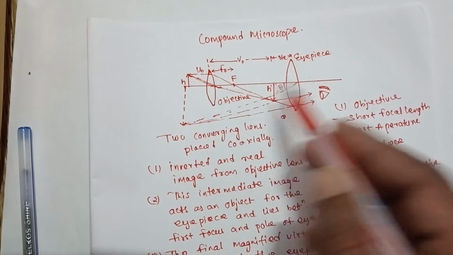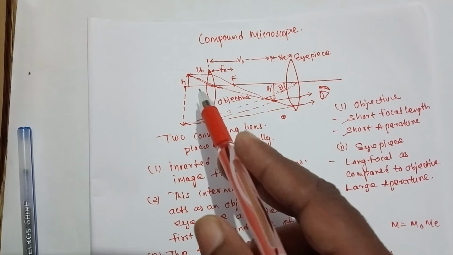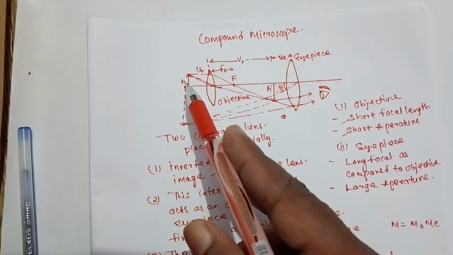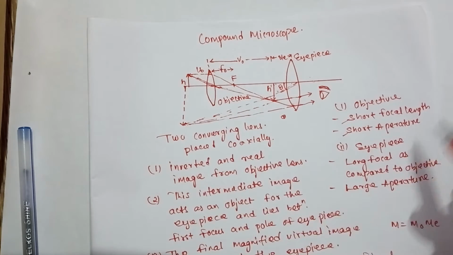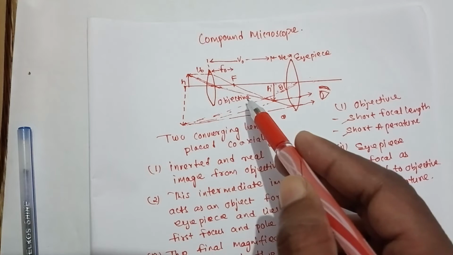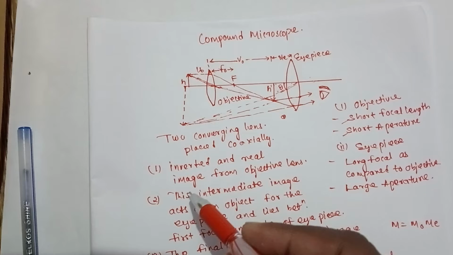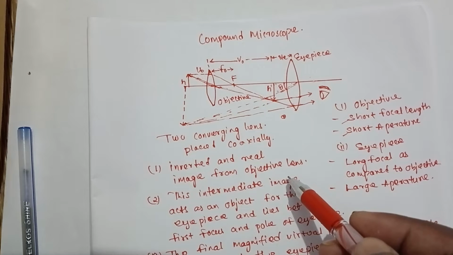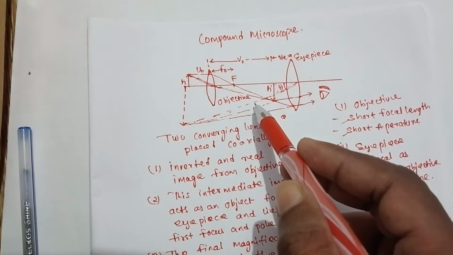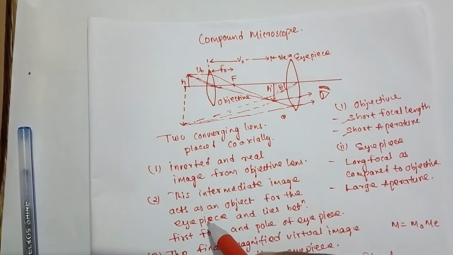What the objective does and what the eyepiece does, we will discuss one by one. So here an object is placed having height h. After going through the objective lens, it will produce an inverted and real image of that object. It will produce an intermediate image. The intermediate image will act as an object for the eyepiece.